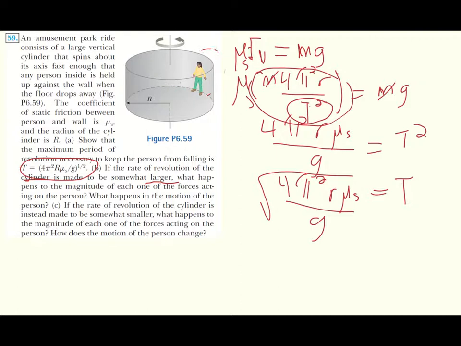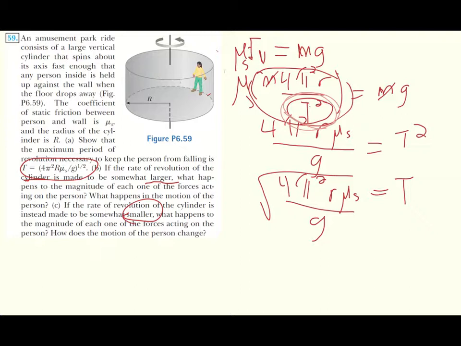Okay. Good times. Now the next question asks, what about if the rate of revolution is made smaller. Okay. So now in that case, you can see what's going to happen. If we make the rate of revolution smaller, period is going to be larger. And that's going to make this number larger. That's going to mean that normal force becomes smaller. That sort of makes sense if you think about it.